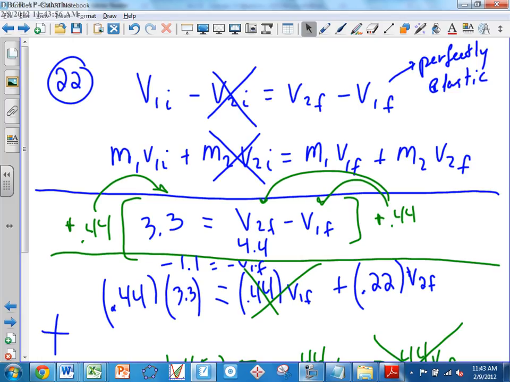Again, you need to have this formula up top memorized. And how do you memorize it, by the way? 1 minus 2, 2 minus 1. Again, that's all I think about. 1 minus 2, and this side is always initial. 2 minus 1, and this side is always final. So just remember 1 minus 2, 2 minus 1. And you have to put initial over here, and final over here.